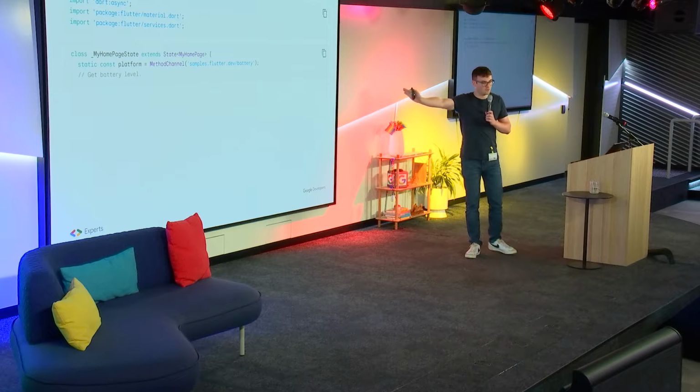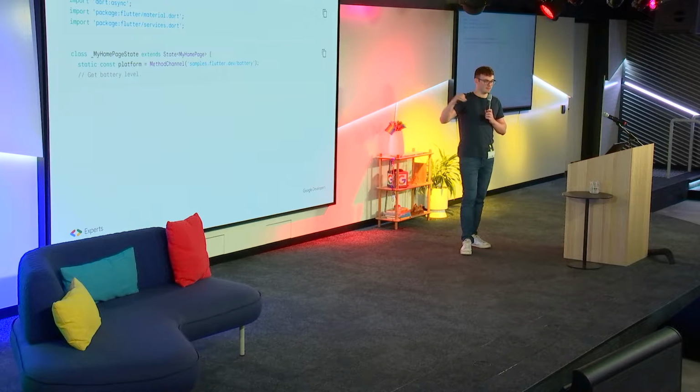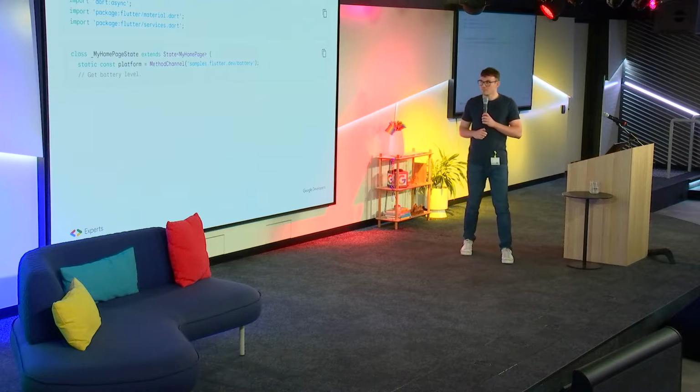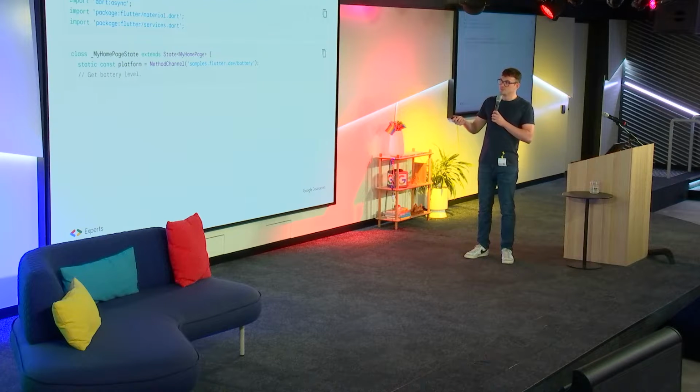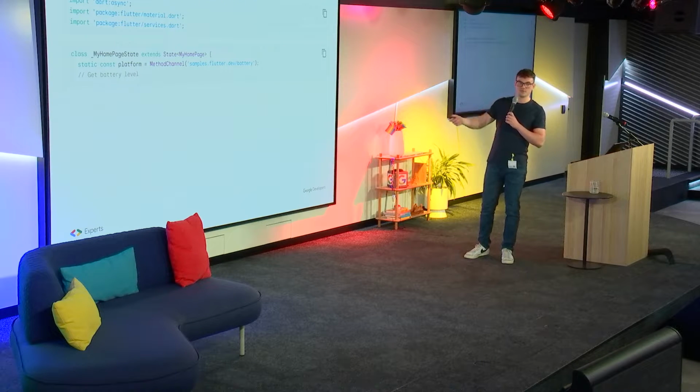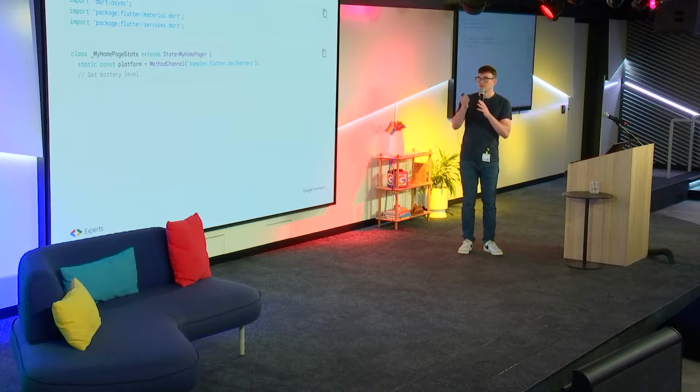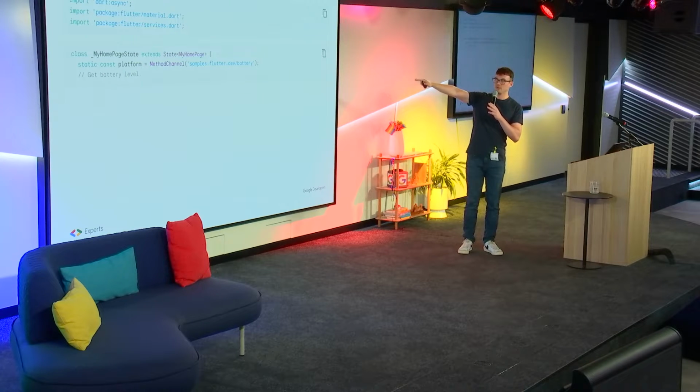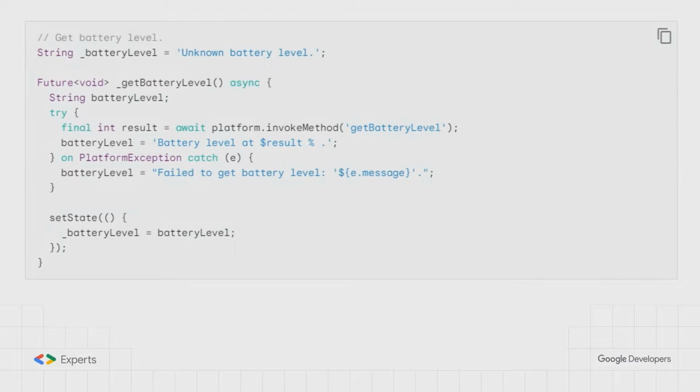So we do have a stateful widget called MyHomePage, and it has defined a variable called platform, which is just a method channel with this path. Imagine it as a tunnel. We're saying this tunnel is named samples.flutter.dev/battery. And inside of this, we also have _batteryLevel, which is just unknown at initialization.